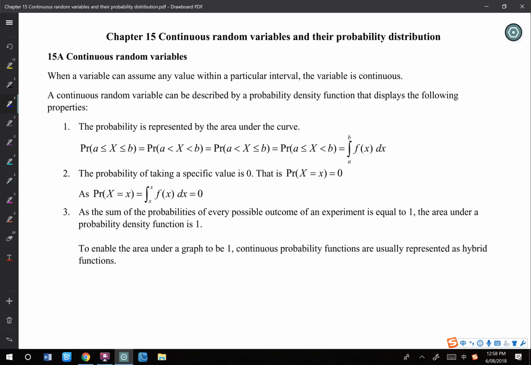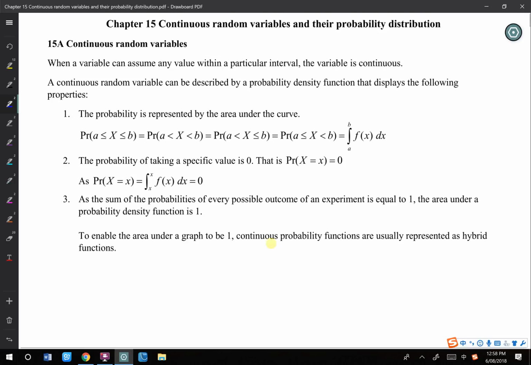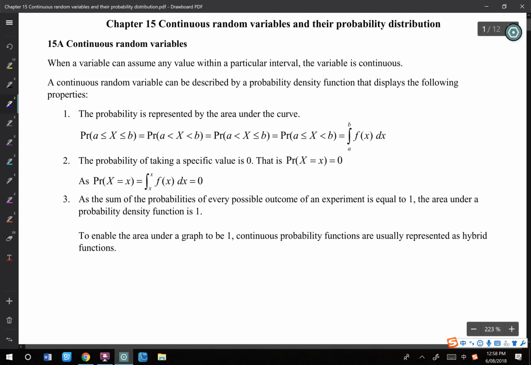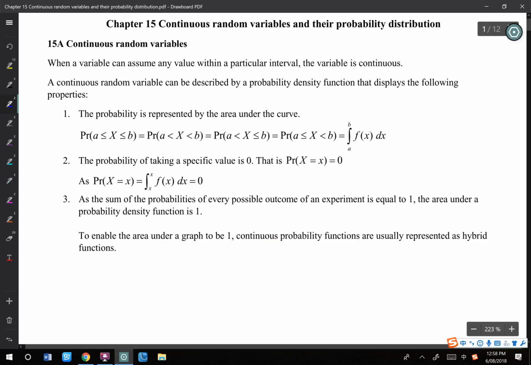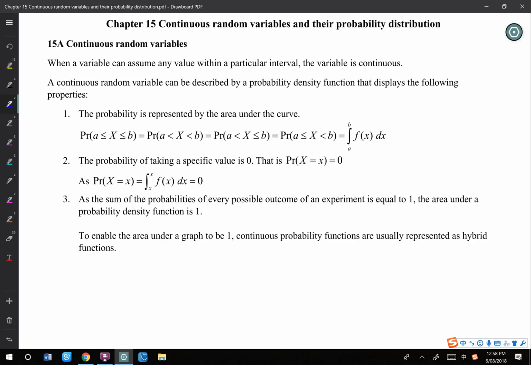So for this exercise, what we talk about is when a variable can assume any value within a particular interval, then this variable is continuous. I explained that measurement values, most of them are continuous values. The height of a person, like a 50-year-old male, or the water in a 600 ml water bottle, so 0 to 600.